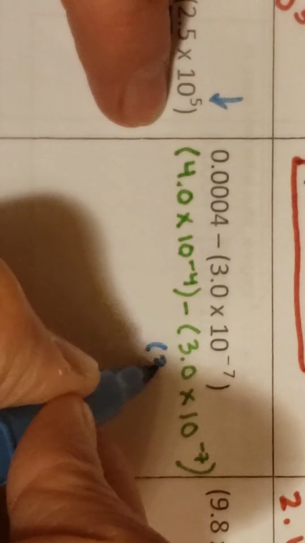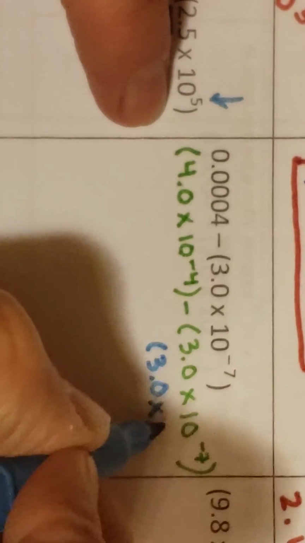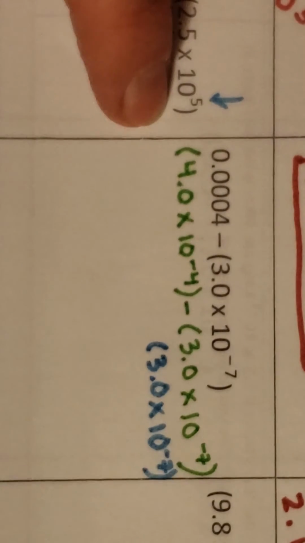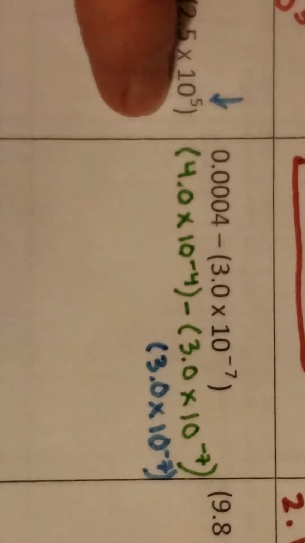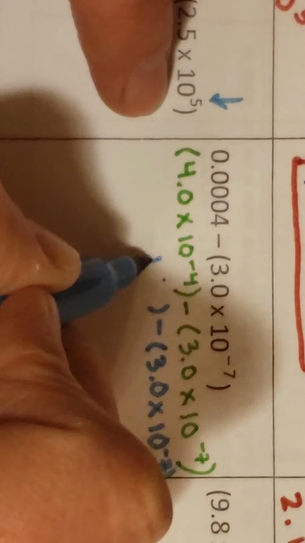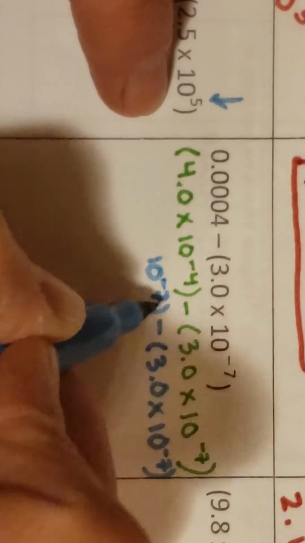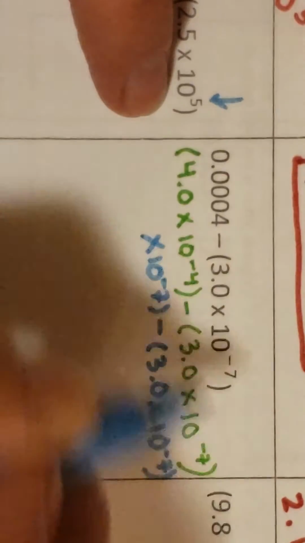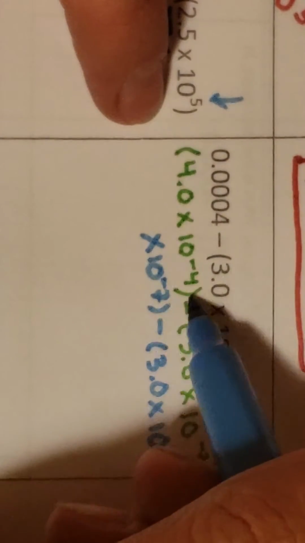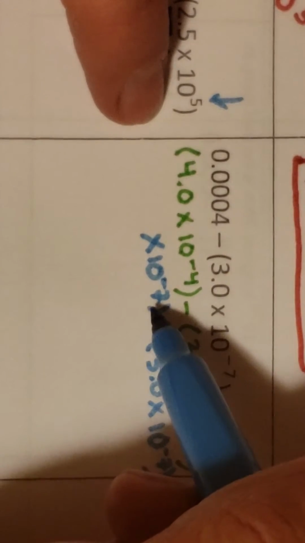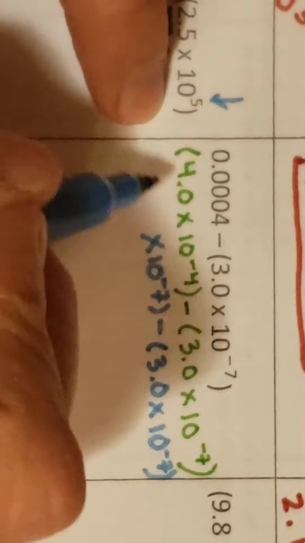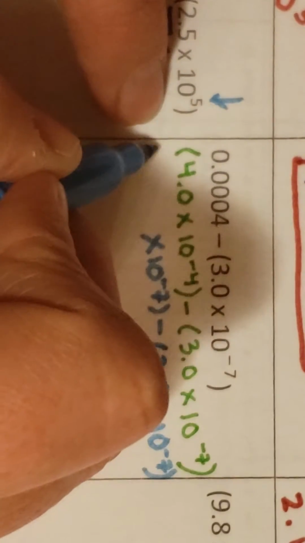So I'm going to leave my times 10 to the power of negative 7. Again, it doesn't matter what you do. I'm just choosing to do that. And so that means I need to set this up so that it is also 10 to the negative 7th power. So if I'm going from negative 4 to negative 7, I am decreasing by 3 powers of 10. So to compensate for that, I need to increase by 3 powers of 10 on the left.